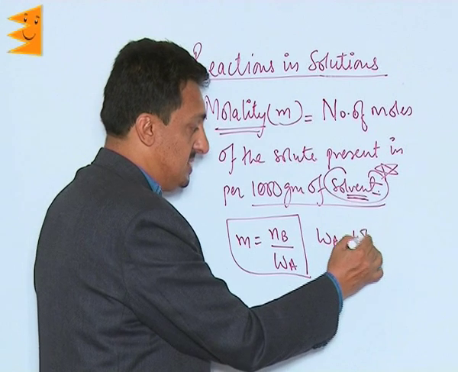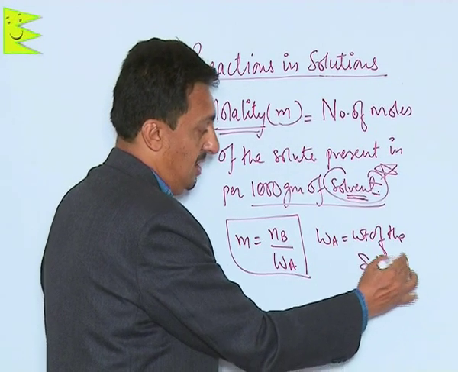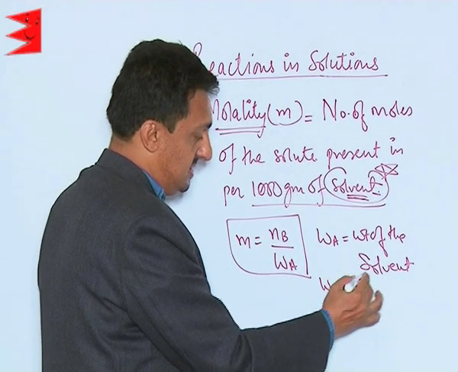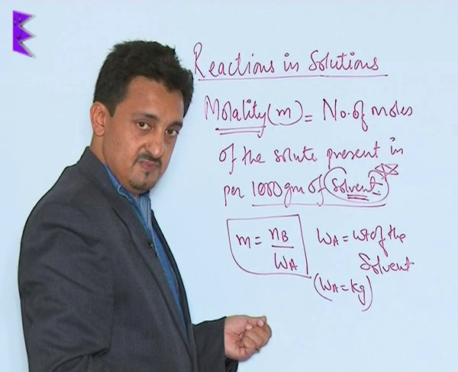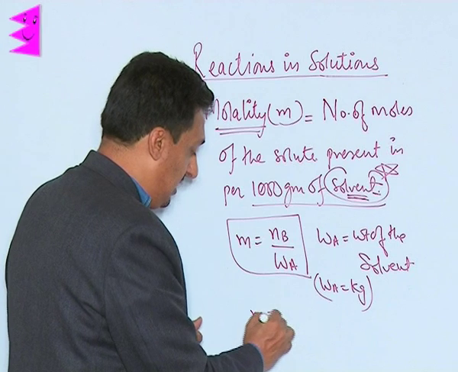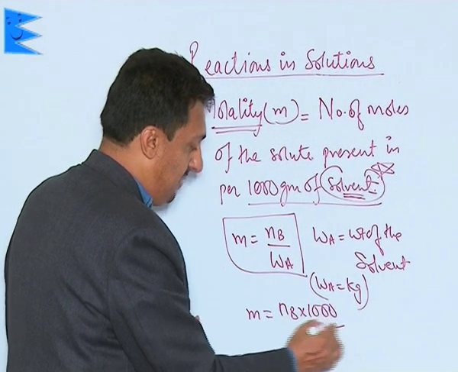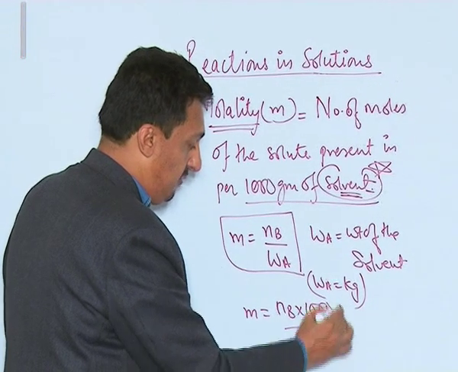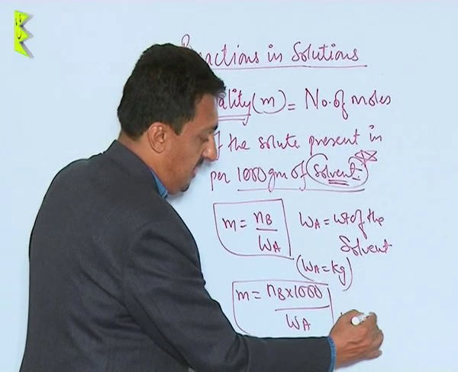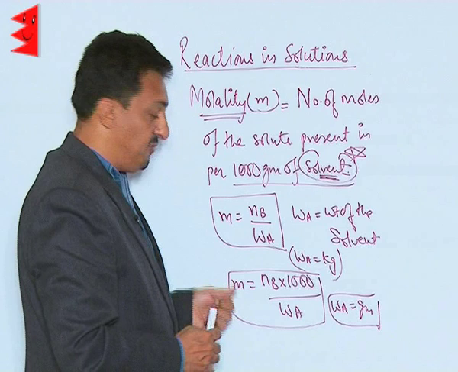The W_A is the weight of the solvent, and in this case it is expressed in terms of kilograms. If it is expressed in terms of grams, to change it into kilograms, what we will do is multiply it by 1000 and now your formula becomes this much. So in this case, your weight of the solvent is in terms of grams. So this is the formula.